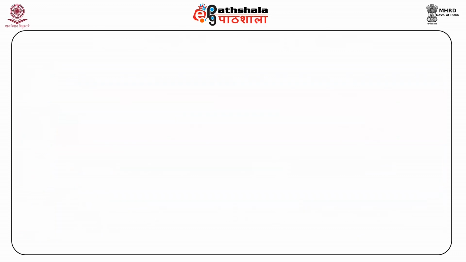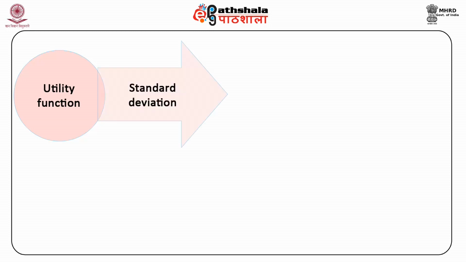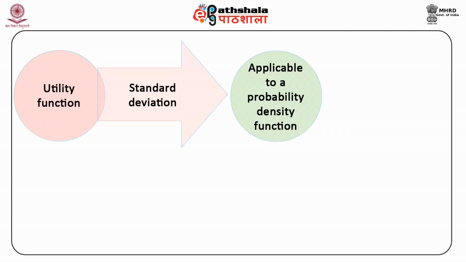Let us learn about the degree of risk. Given the utility function of a risk-averse agent, the degree of risk is a matter of concern to the risk-averse economic agent. The degree of risk is measured by the standard deviation of outcomes about the expected value of the outcomes. This is actually applicable to a probability density function defined over the possible outcomes, which can be described by its mean, expected value, and variance.